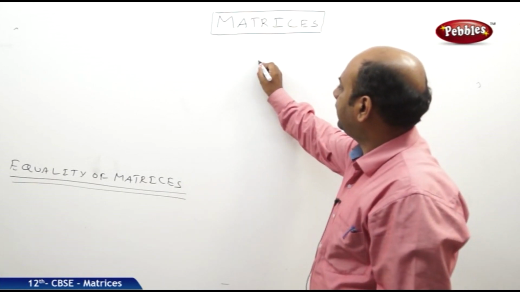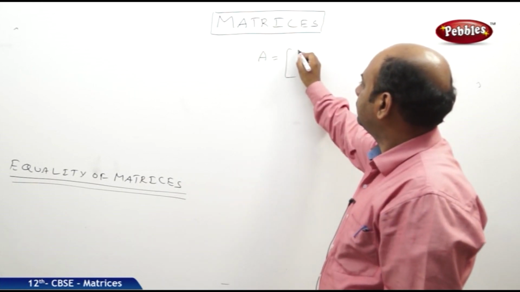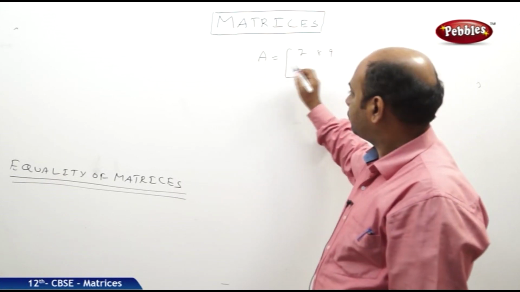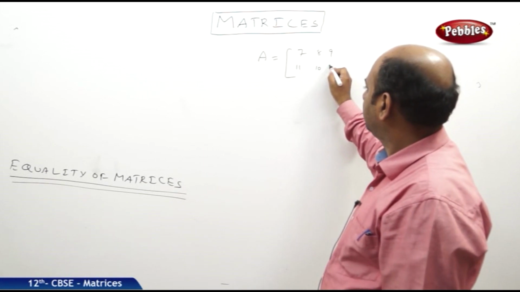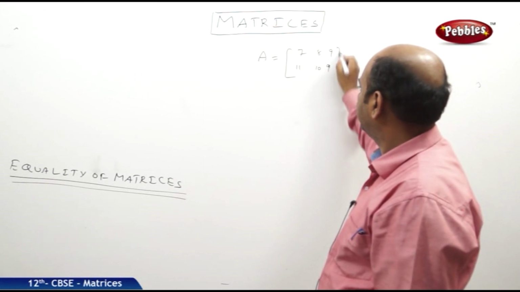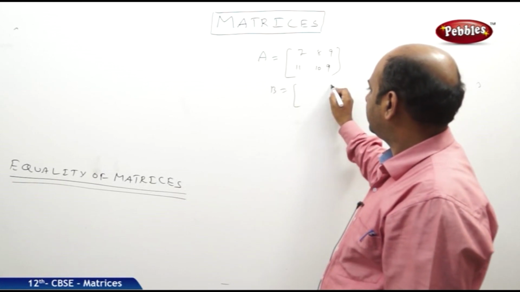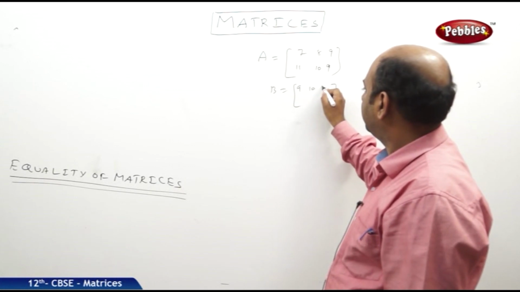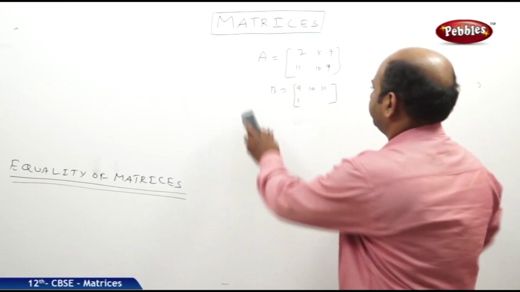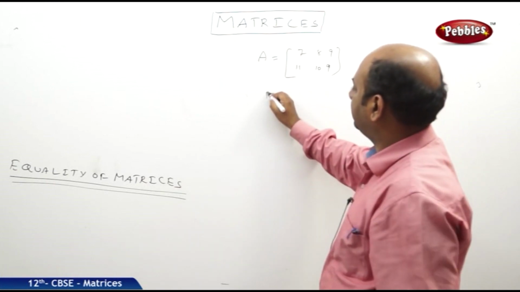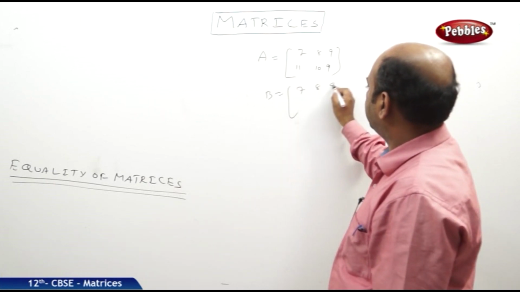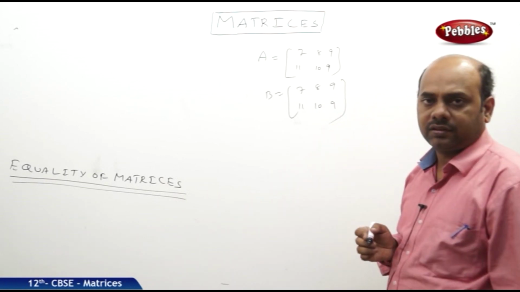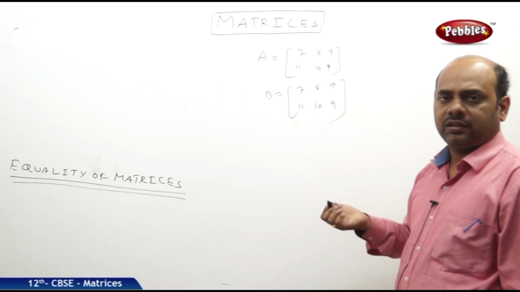As an example, I will take capital A equal to 7, 8, 9, and the elements should also be equal, 11, 10 and 9, and capital B equal to the same, I will take like this, 7, 8, 9, 11, 10, 9. So I can call both the matrices equal. Why? Because their order is the same.